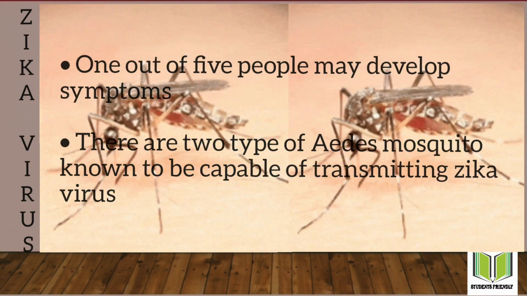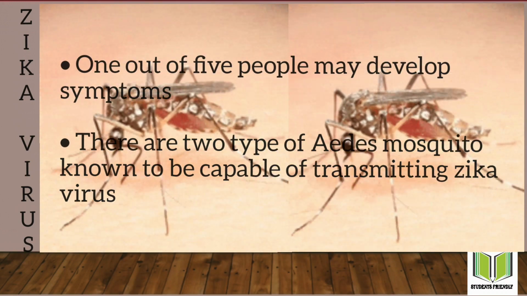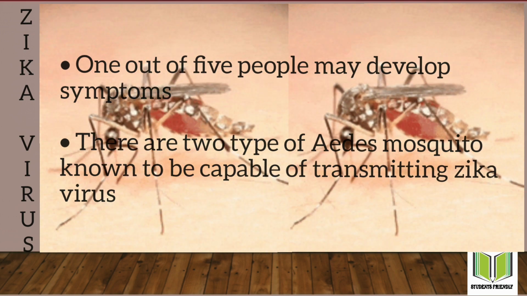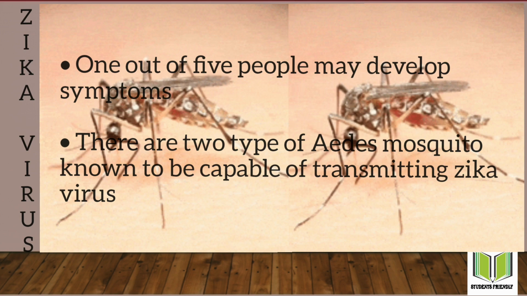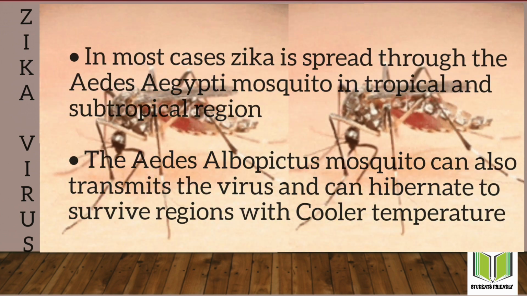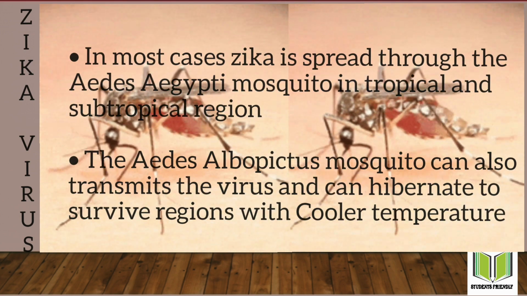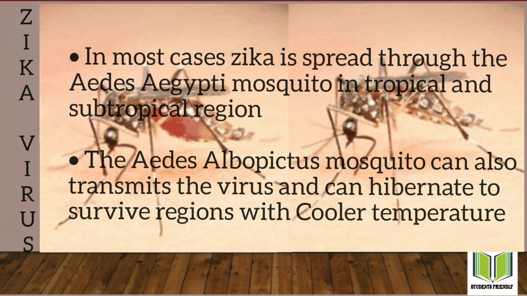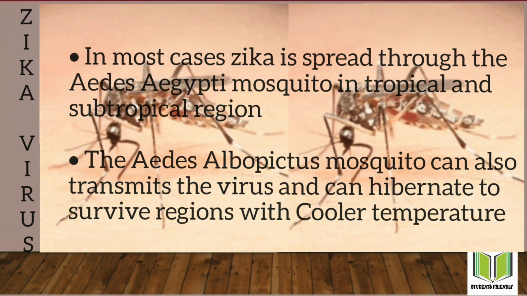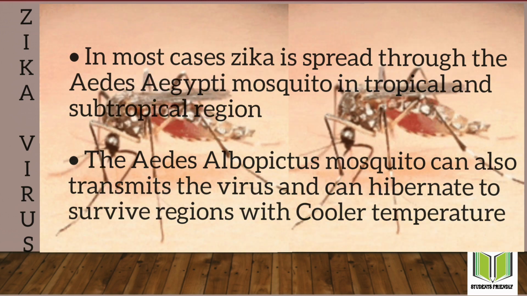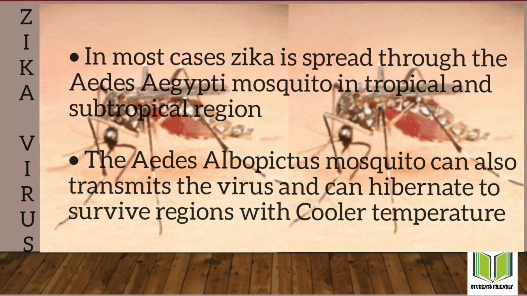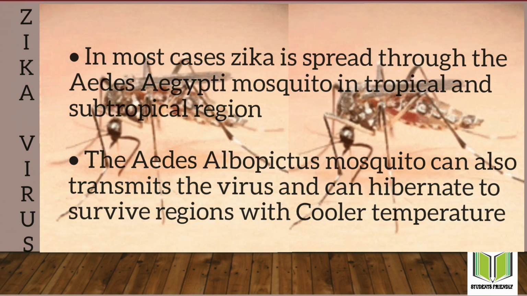One out of five people may develop symptoms. There are two types of Aedes mosquitoes known to be capable of transmitting Zika virus. In most cases, Zika is spread through the Aedes aegypti mosquito in tropical and subtropical regions. Aedes albopictus mosquitoes can also transmit the virus, and can hibernate to survive in regions with cooler temperatures.